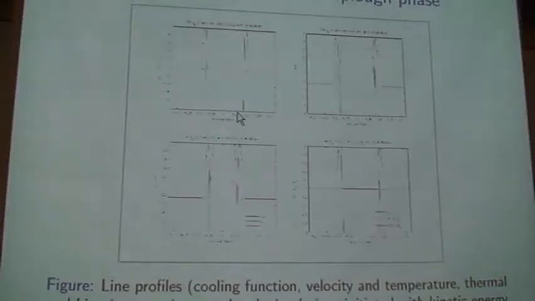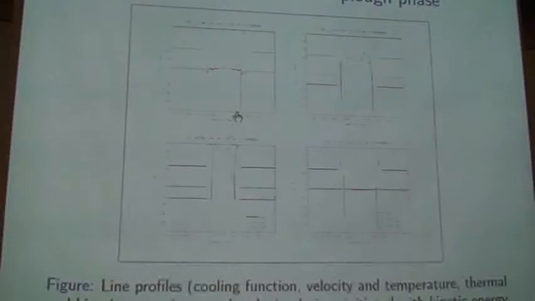On this one, you've got the cooling functions plotted, and blue is density still, all have the same density. This is what we saw before, temperature and velocity, and this is kinetic energy and thermal energy. Kinetic energy is in green, thermal energy is in red. I'll play that again.